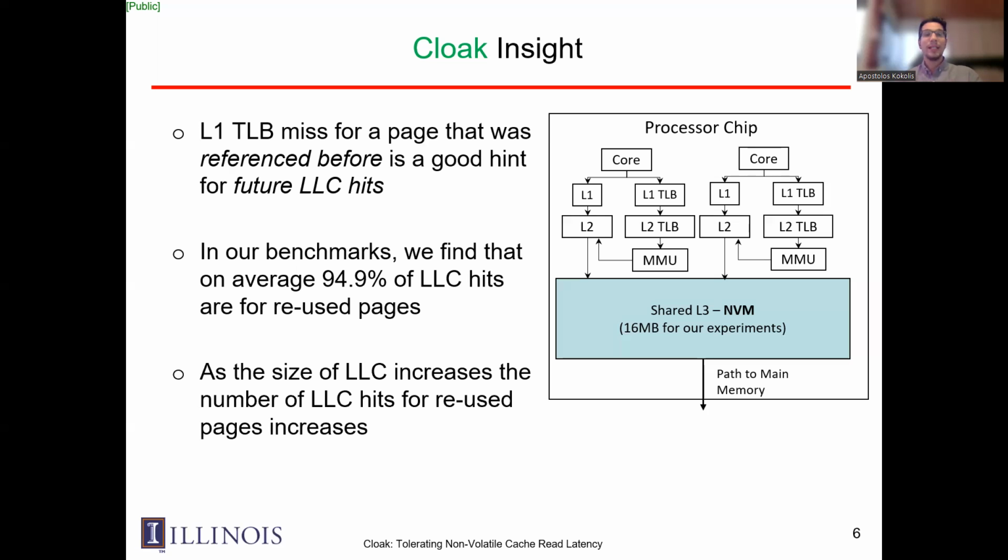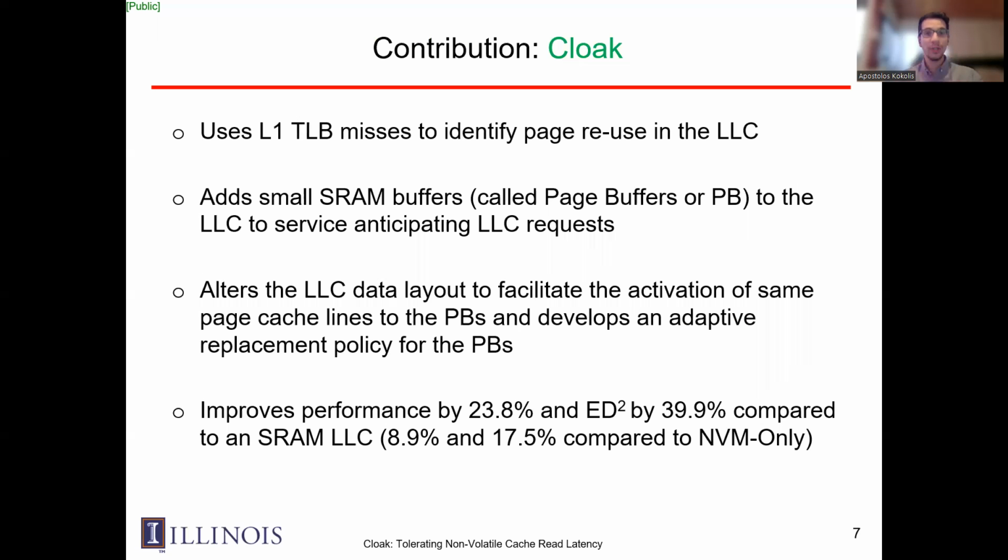Moreover, we saw that as the size of the LLC increases, the number of LLC hits for reused pages also increases. This means that if we see a refill in the L1 TLB for a page that was used in the past, it's a good indicator that many of the cache lines that are still in the LLC will be reused again soon. The contribution of this work is Cloak, which uses the L1 data TLB misses to identify page reuse in the LLC.